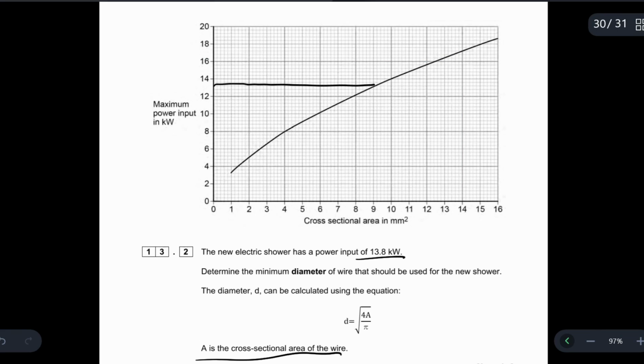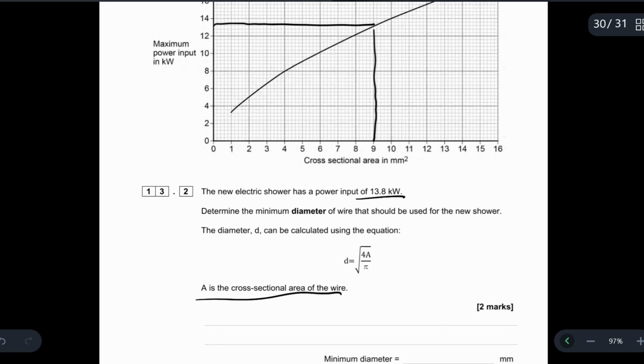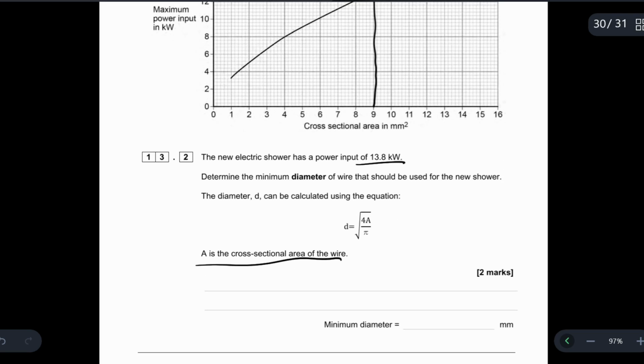So you can use a ruler. I'm just doing this roughly. Go down, you find the cross-section area. It's going to be, in this case, about 9 millimeters squared. And then you can just plug it in. So it'd be 4 times 9 millimeters squared, divided by pi, and square root all of that.